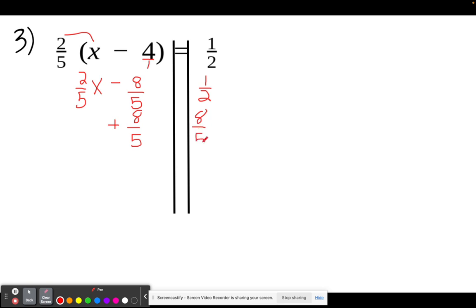In order to add those, I need a common denominator. I'll use 10. 1/2 is the same as 5/10. 8/5 is the same as 16/10. So now I can add them, and I get 21 over 10.